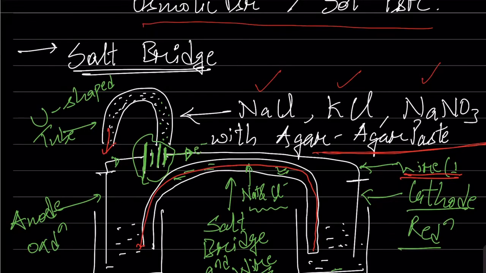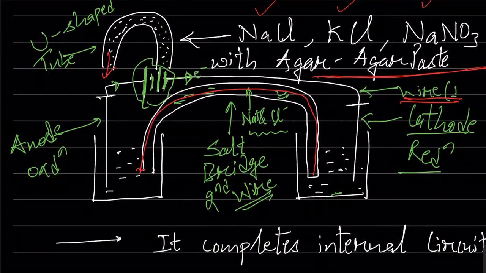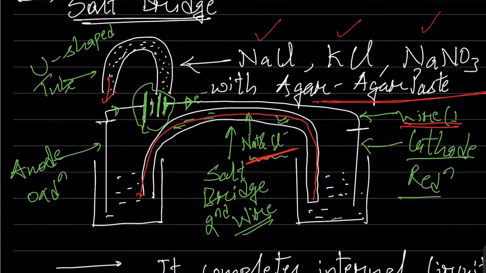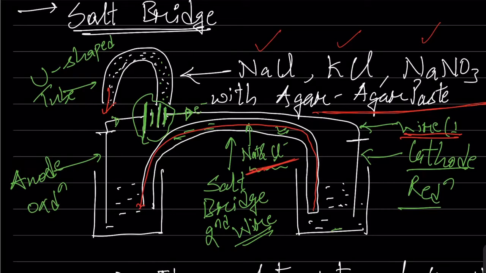Okay, now I have redrawn the diagram over here. Na positive and Cl negative, we can see over here in the salt bridge. Why is the salt bridge used? Look, I have shown you wire 1. This is wire 1 on the right hand side. Wire 1 means it is connected from anode to cathode and the electrons are flowing from anode to cathode. But to complete a circuit we need 2 wires, isn't it?